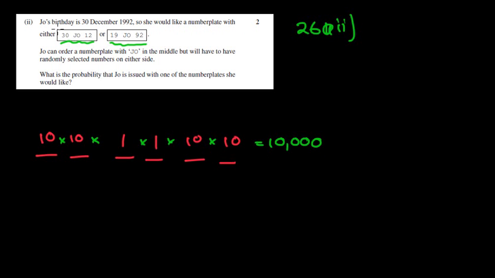Now these are the two that she wants, so we actually have 2 in 10,000, which gives a probability of 1 in 5,000. Because there are only 2 number plates that she actually does want out of 10,000 possible number plates with Joe in them. So 2 in 10,000 is the same as 1 in 5,000.